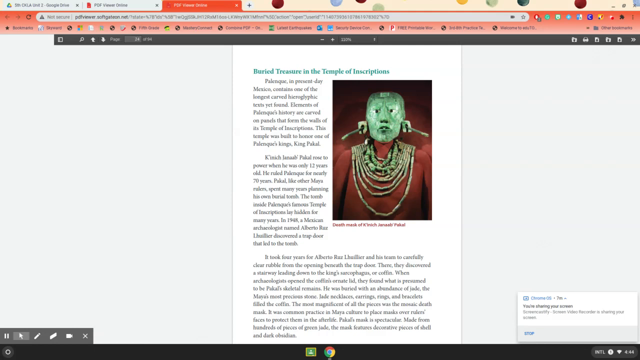Palenque in present-day Mexico contains one of the longest carved hieroglyphic texts yet found. Elements of Palenque's history are carved on the panels that form the walls of the Temple of Inscription. This temple was built in honor of Palenque's king, King Pakal.